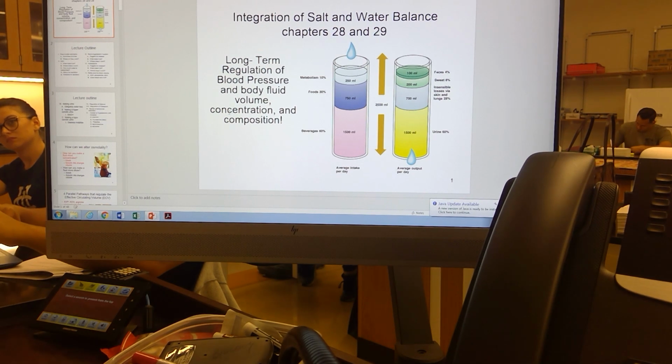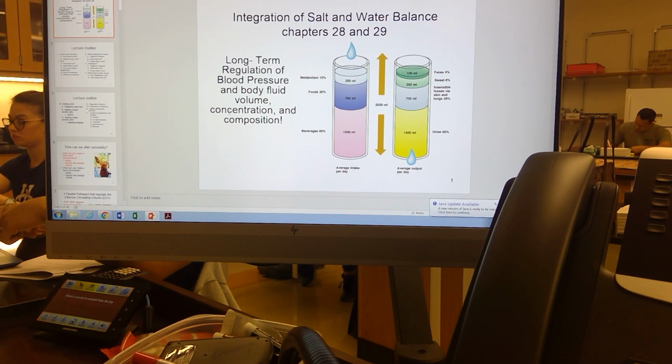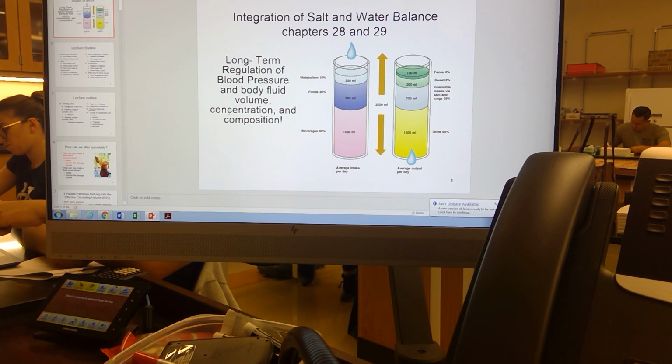Please review your diuretics and where they work in the nephron. And what do we mean by potassium sparing for some diuretics? What does the word diuresis mean? More water flow, more urine flow.